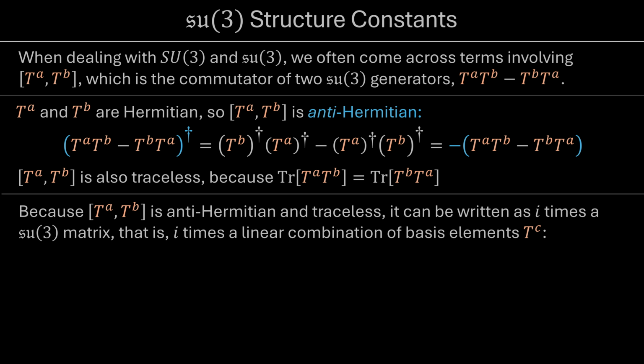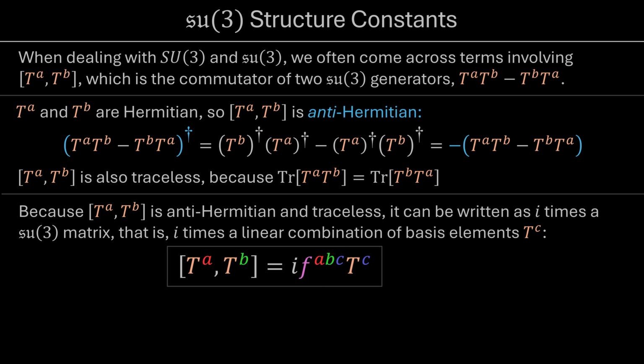So when you think about that, you realize that the commutator of TA and TB is a traceless anti-Hermitian matrix, and so it can be written as I times an SU3 matrix. Because an SU3 matrix is traceless and Hermitian, and a Hermitian matrix times I becomes anti-Hermitian. And because every SU3 matrix can be written as a linear combination of the basis elements of SU3, right? Remember the octopus? Then we know that we can write the commutator of TA and TB as the imaginary unit I times some real-valued linear combination of the basis elements, TC.